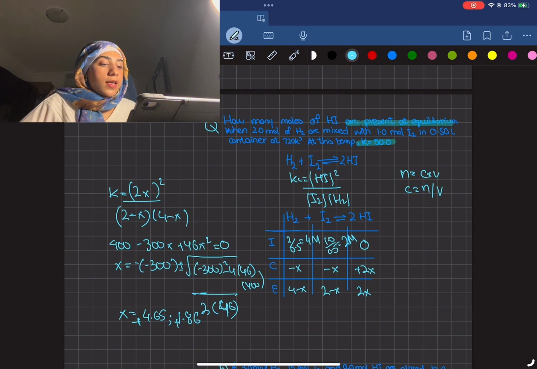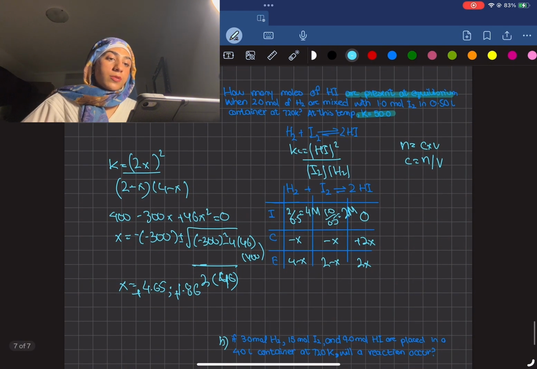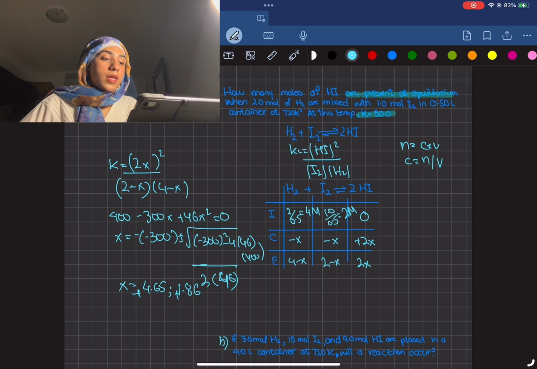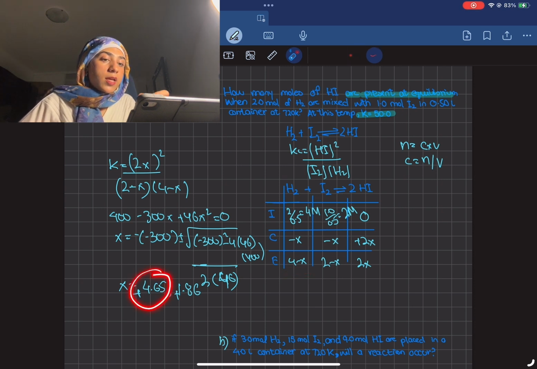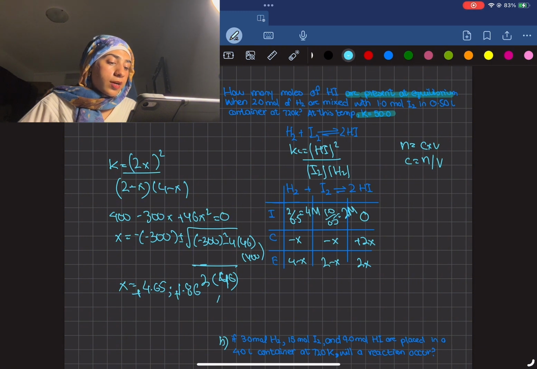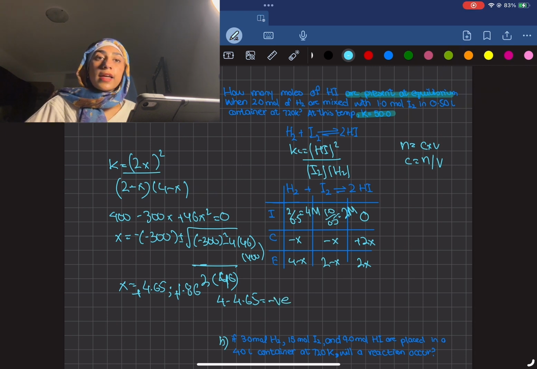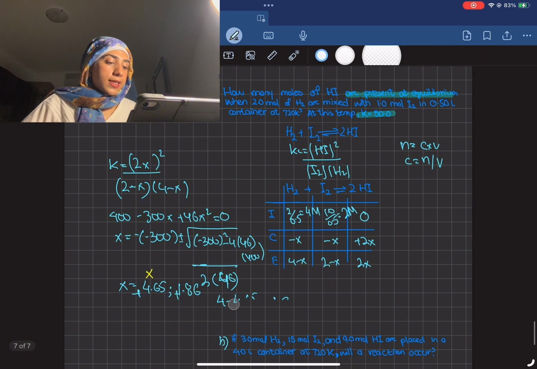How you select the x value is based on the equilibrium concentrations. Let's say I pick the first one. If I subtract 4 minus 4.65, I'm going to get a negative answer. I can't have a negative answer for concentration, so 4.65 is obviously not going to be your choice. It's going to be 1.86.